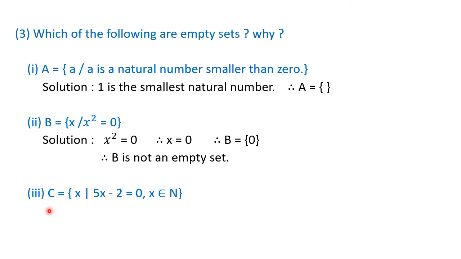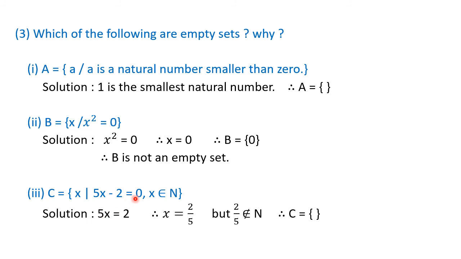Next, C is a set of all x such that 5x minus 2 is equal to 0 and x belongs to natural numbers. Now again the equation is given, so let's solve the equation. 5x minus 2 is equal to 0. So we can write down 5x is equal to 2. See, when we shift it, 5x is equal to 2. And from that we can write down x is equal to 2 upon 5. We got a fraction, we got a rational number. But what they have said is x belongs to N, that means natural numbers.